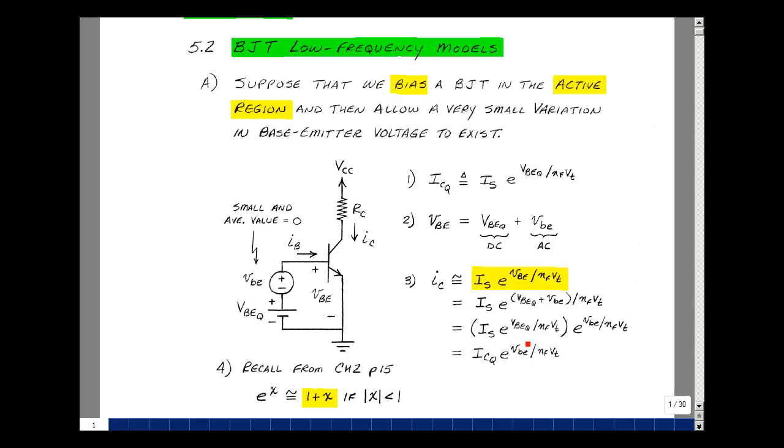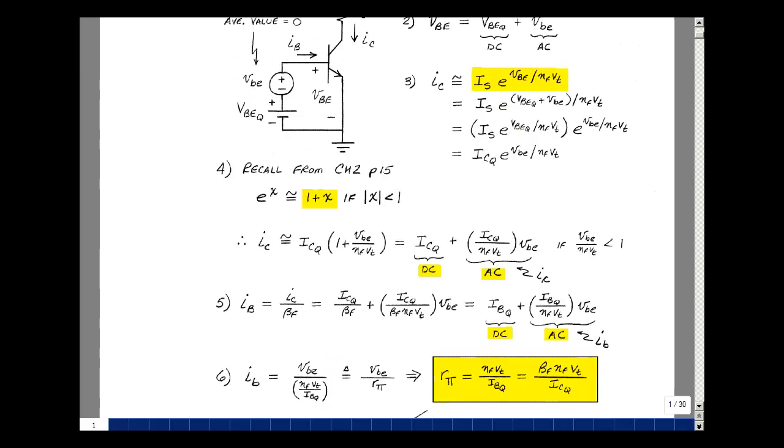What we've got is an AC voltage raised as a power of e. If you recall from Chapter 2 on page 15, we said that e to the x was approximately 1 plus x if the magnitude of x was less than 1. This is going to put a restriction on how big this AC voltage can be, and we'll solve for that in just a minute or so.